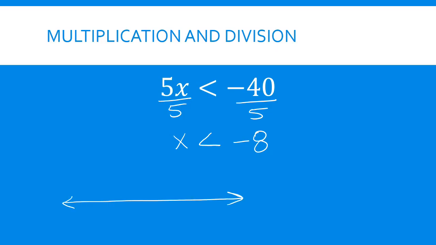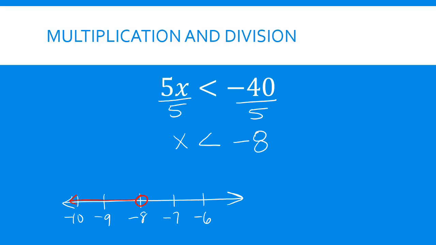So we're going to go ahead and draw out our number line. So -8 in the middle, -7, -6, -9, and -10 to the left. Since this is less than, this is going to give us an open circle on -8. And our line is going to go to the left here.